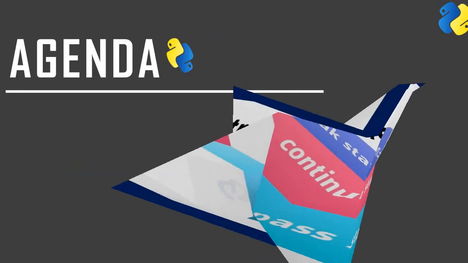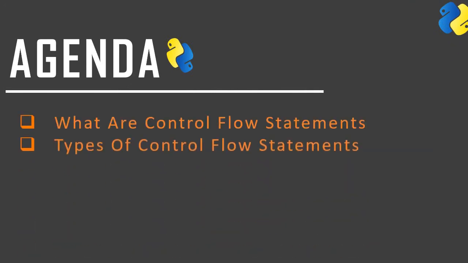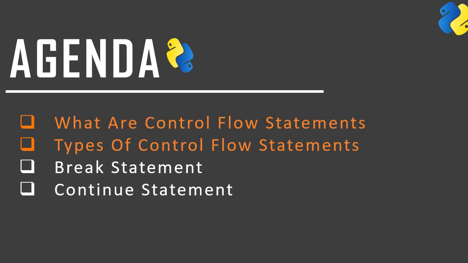First of all, I will tell you about control flow statements in Python. After that, we will discuss types of control flow statements in Python. Further, we will learn about break statements, pass statement and continue statements in detail. And at last, I will sum up this session with practical implementation.